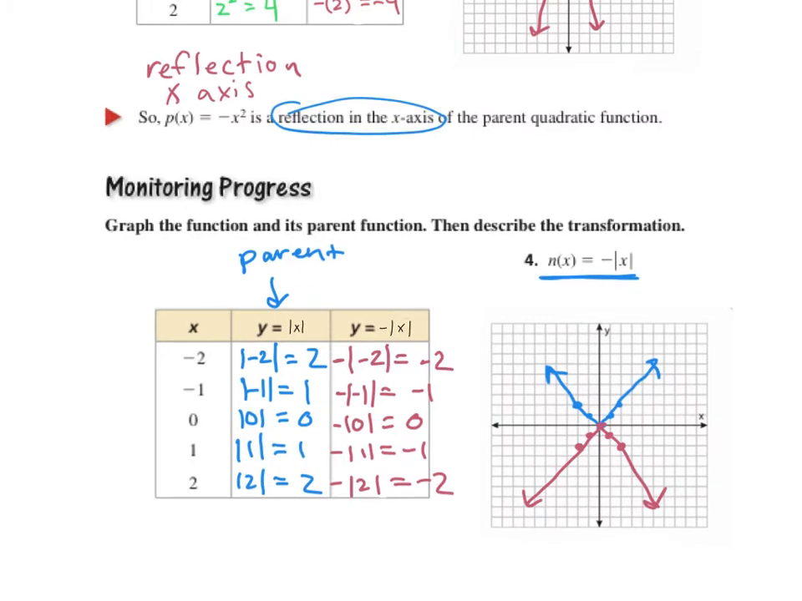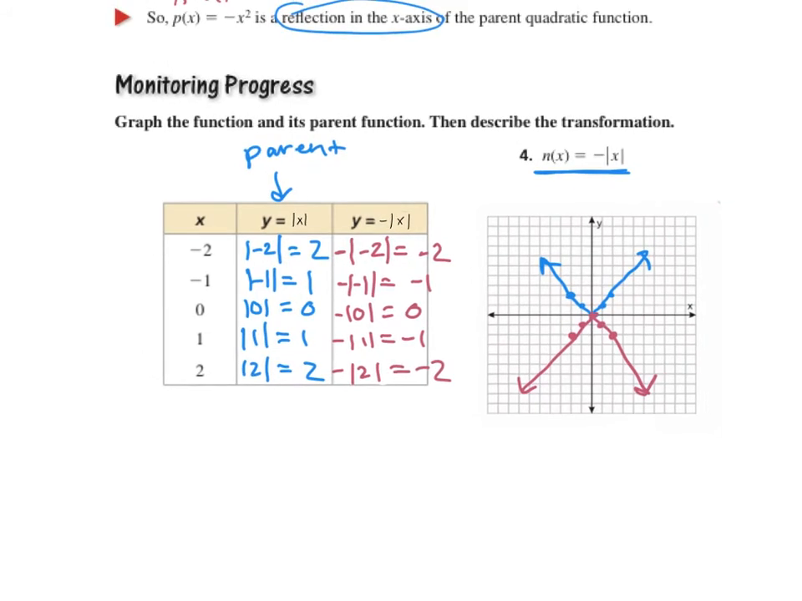So what transformation is happening here? It's a reflection over the x-axis. Perfect. So we see that our line of reflection is this line here, and this is the x-axis.